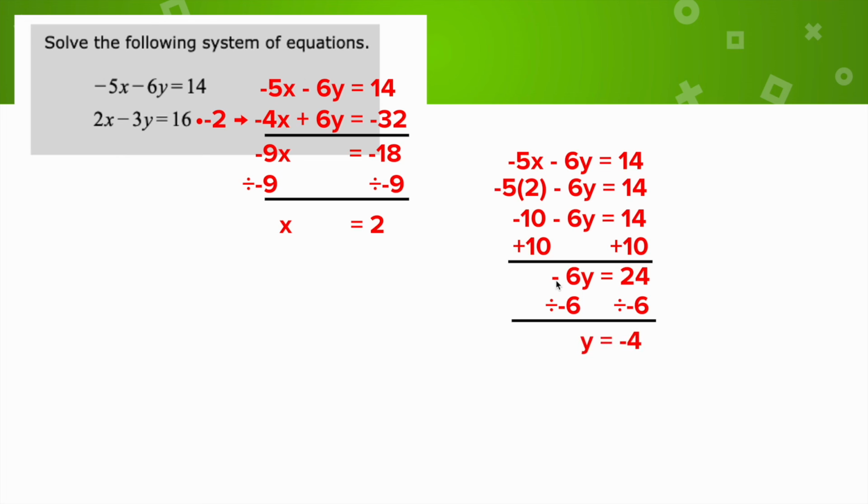So if I didn't divide by negative 6, I would have negative y equals. Well, I don't want to know what negative y equals. I want to know what y equals. So make sure you take that negative with it. And then on the side, I have 24 divided by negative 6. So you can see that's negative 4. So my solution in this one is 2, negative 4.